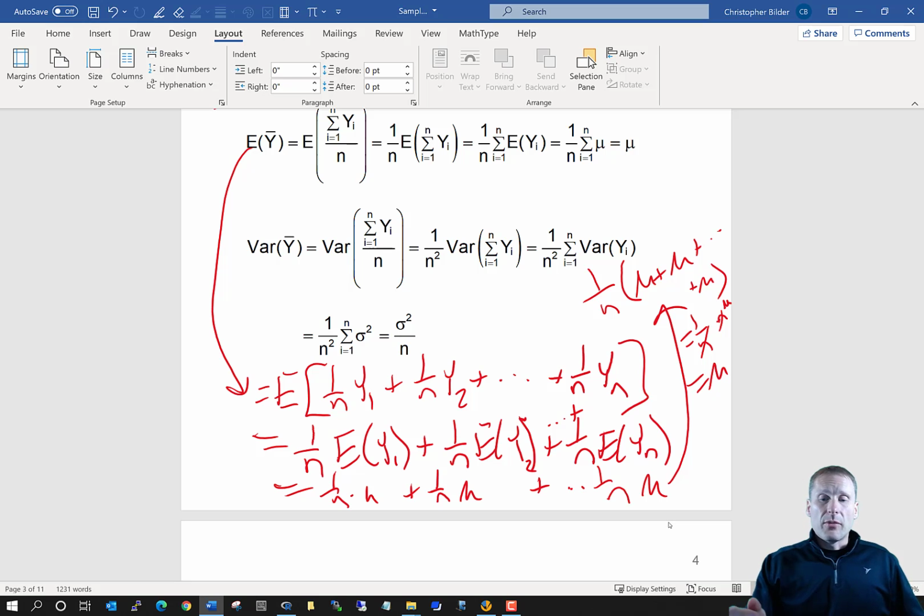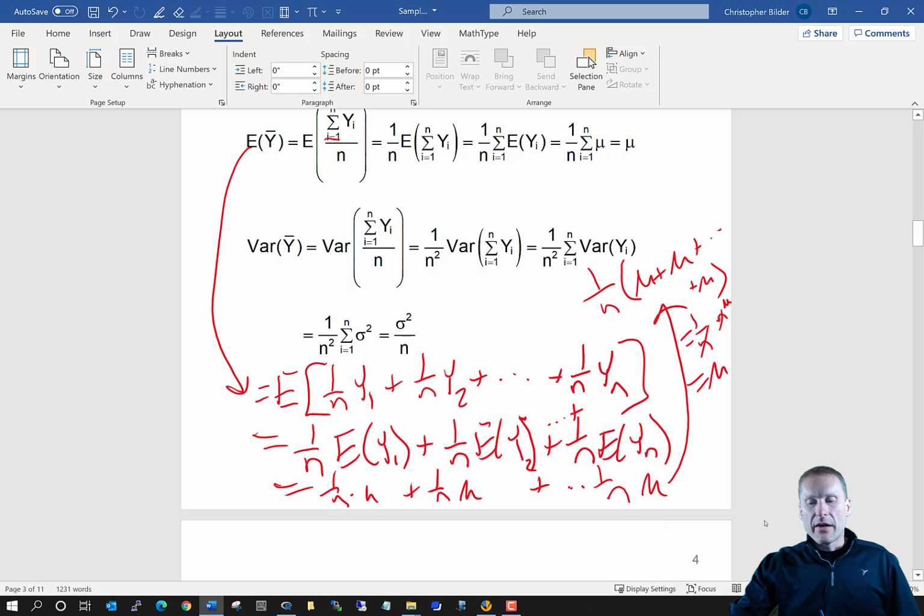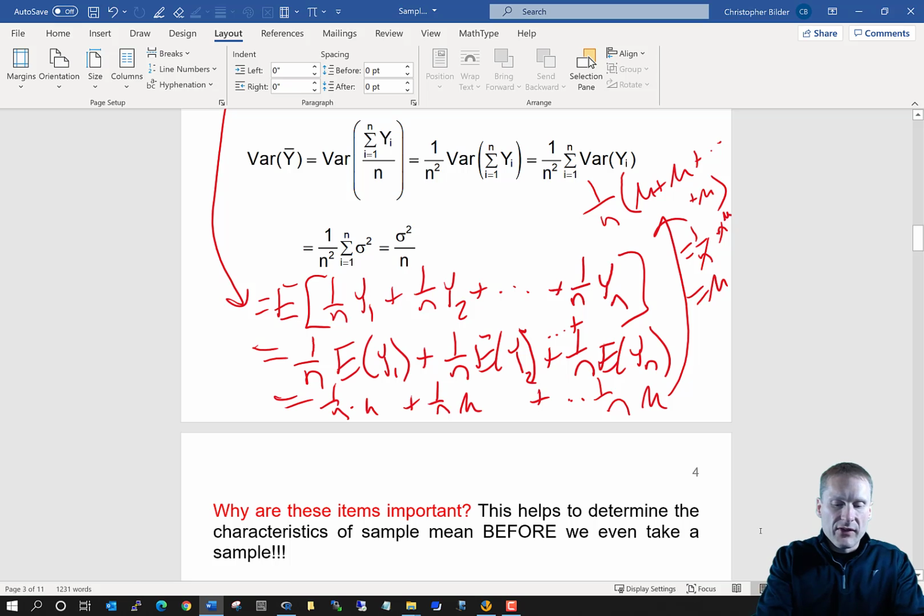Now, if you're comfortable working with summations, you can see how it's a lot less messy. And we get the corresponding same result. Well, let's talk about the variance of y bar. We can do the same thing.